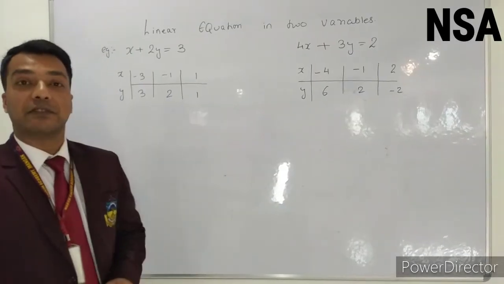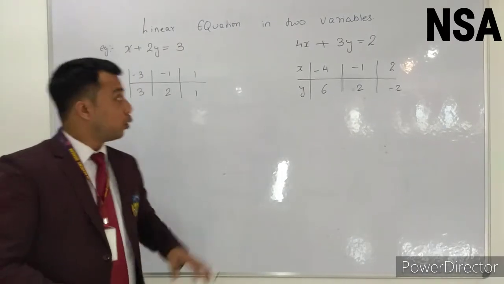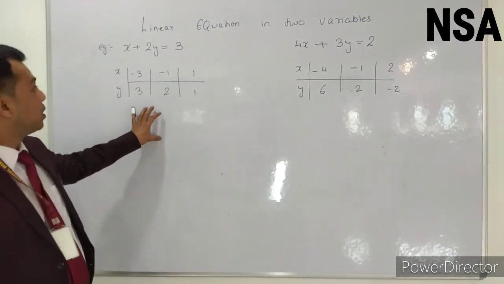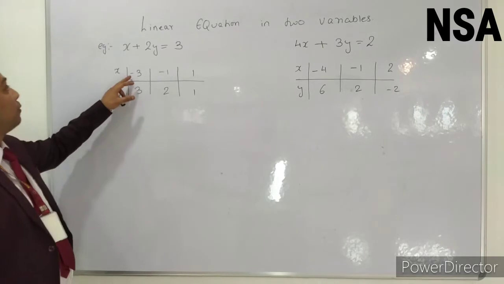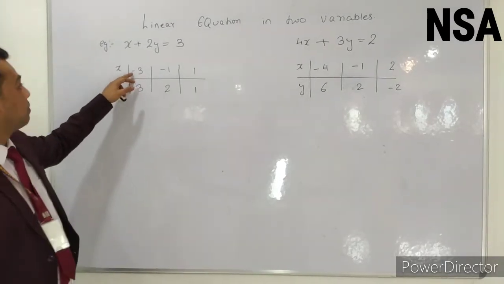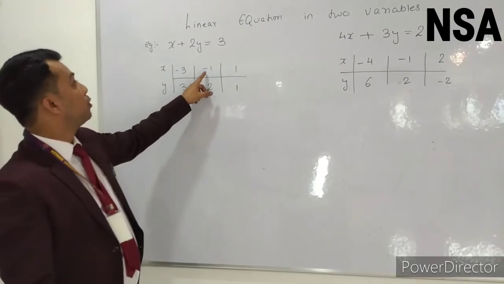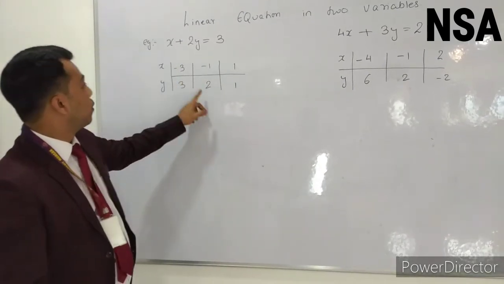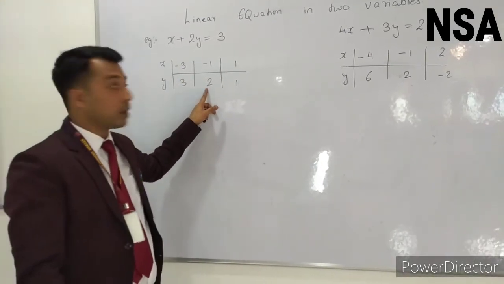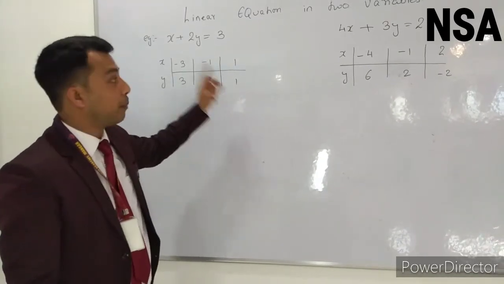As we have seen how to find a solution, I have already found the solutions for the first equation. I used the value of x as minus 3 and found the value of y as 3. Then I used x as minus 1 and got y as 2. The next one is 1 and 1.